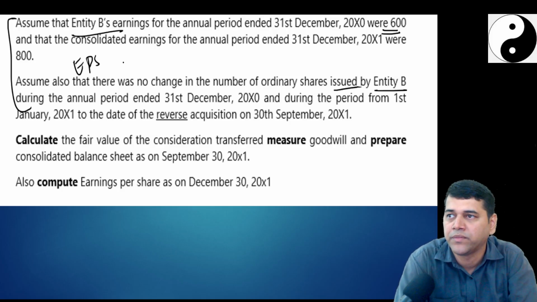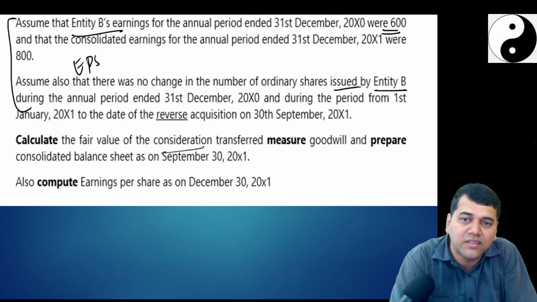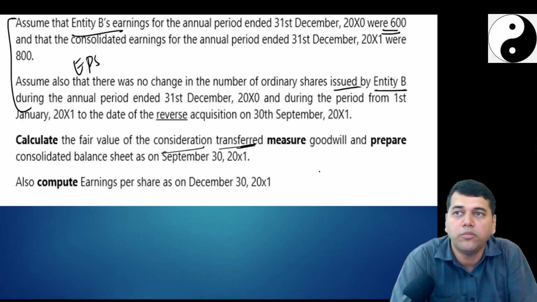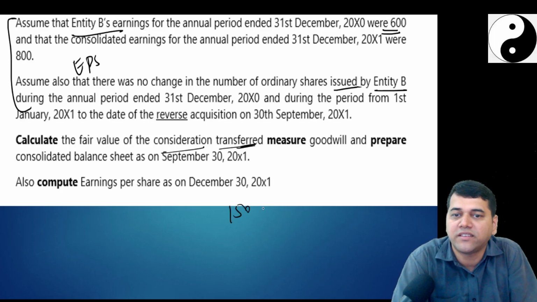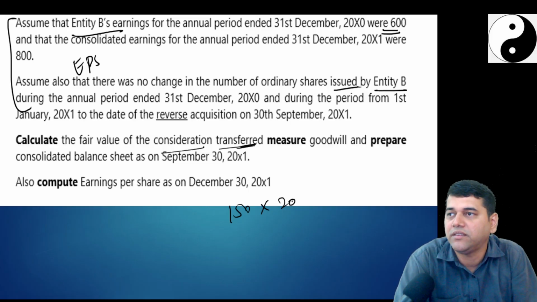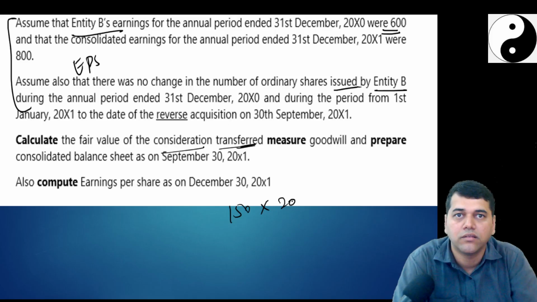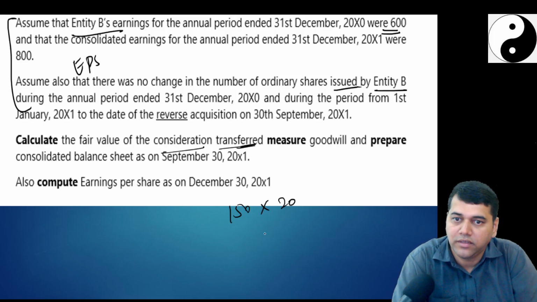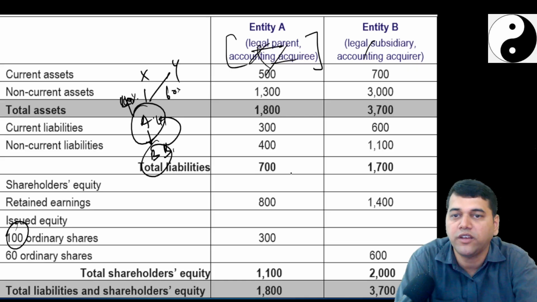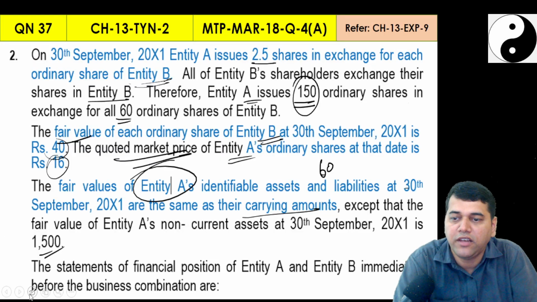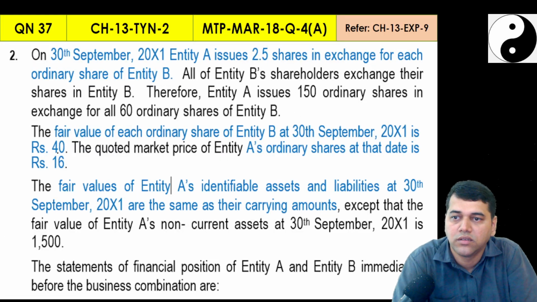Now not required. Calculate the fair value of the consideration transferred. What is the purchase consideration? You will tell, sir, 150 shares are issued into 20. Fair value of A need not be. This is legally, no. But accounting A. What is fair value of B? 40 rupees. They told you first part. Fair value of A is how much? Oh, sorry, not 20, 16.